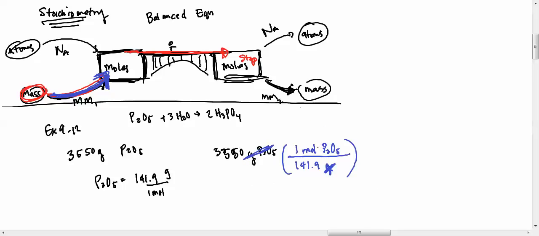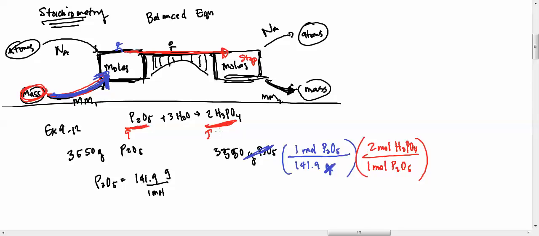So now I'm at the beginning of the bridge, and I need to cross that bridge using stoichiometry. So now we're doing the red step. I want to associate this 1 mole of that stuff to that 2 moles of that stuff. Well, that's pretty easy. There's 1 mole of P2O5 for every 2 moles of H3PO4. That's stoichiometry, and I got those numbers straight out of the balanced equation. It really isn't that hard. It's just 2 numbers.